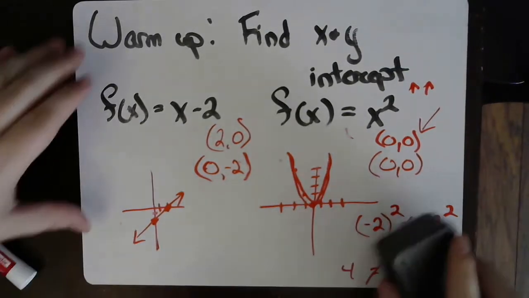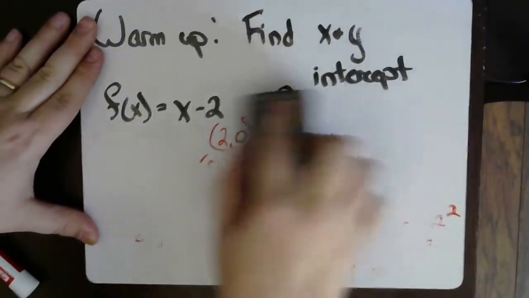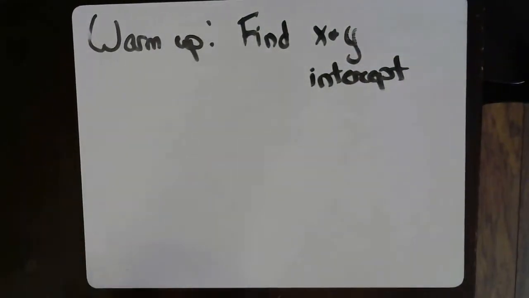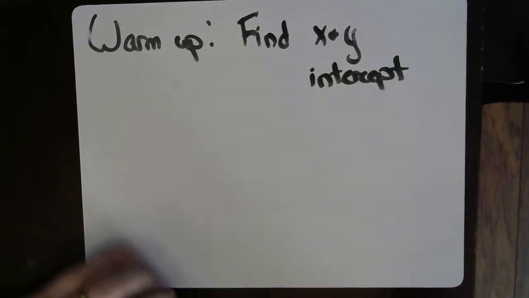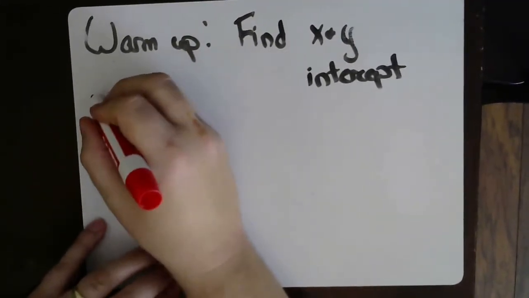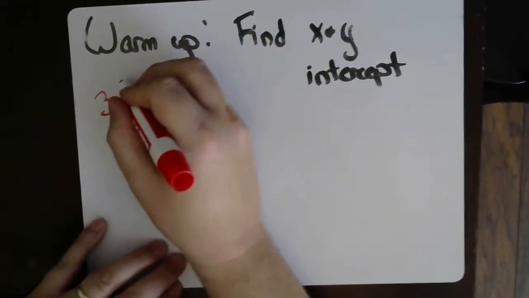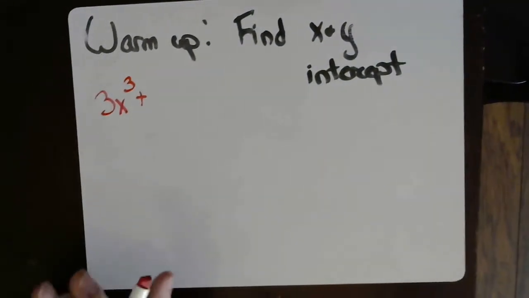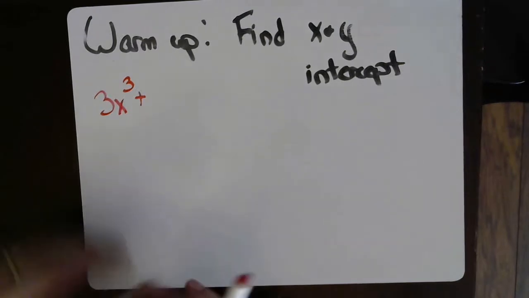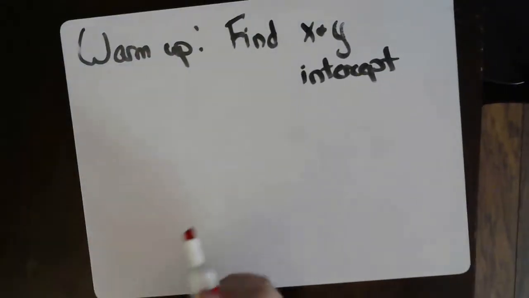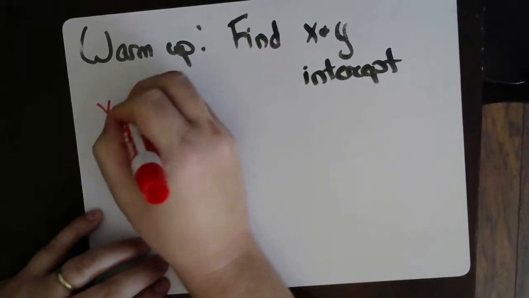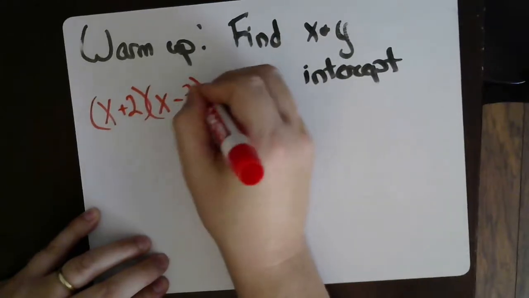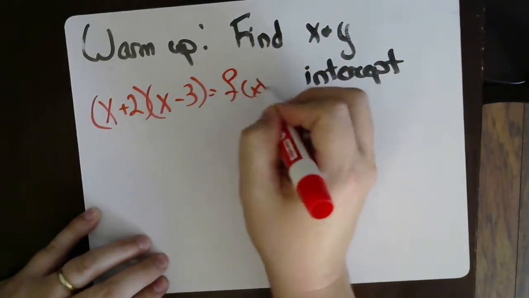All right, let's do a couple more. And let's see how we do. Oh, I'm just going to make one up randomly. Let's do 3x cubed plus, oops, let's hold off on that one. I think it might be too difficult for us just yet. Let's do this one first. x plus 2, x minus 3 is equal to f of x.